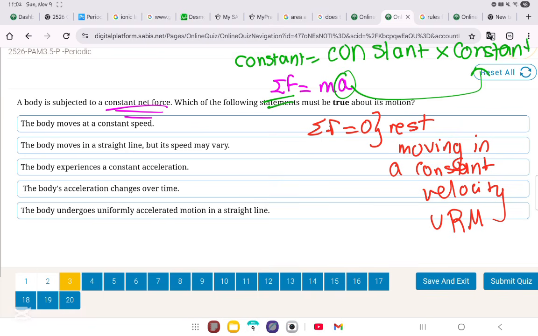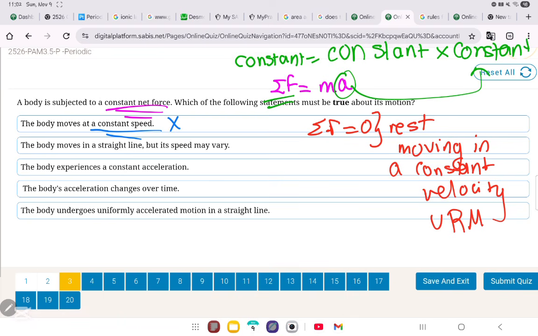Now, when choosing our option, we need to choose the safest option, the option that will be true in all cases. The first one: the body moves at a constant speed. If it does move at a constant speed, there would be no acceleration, because acceleration causes the change in velocity. Velocity is basically speed with a direction, and acceleration is the change of velocity. So if there's a constant speed, meaning a constant velocity, there's going to be no acceleration. So this is why this is wrong.